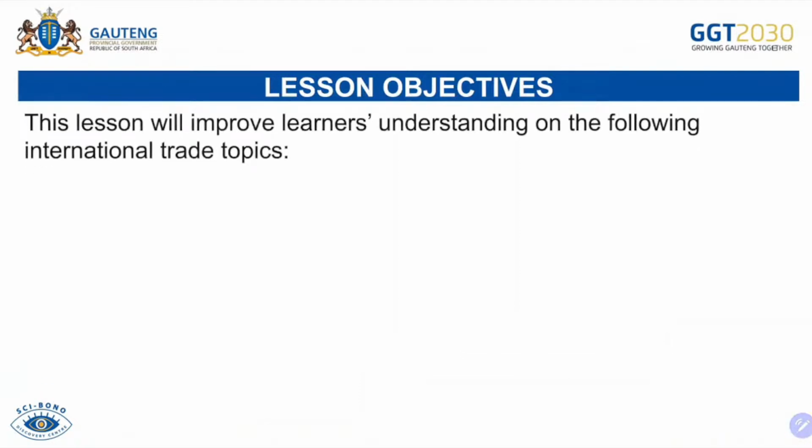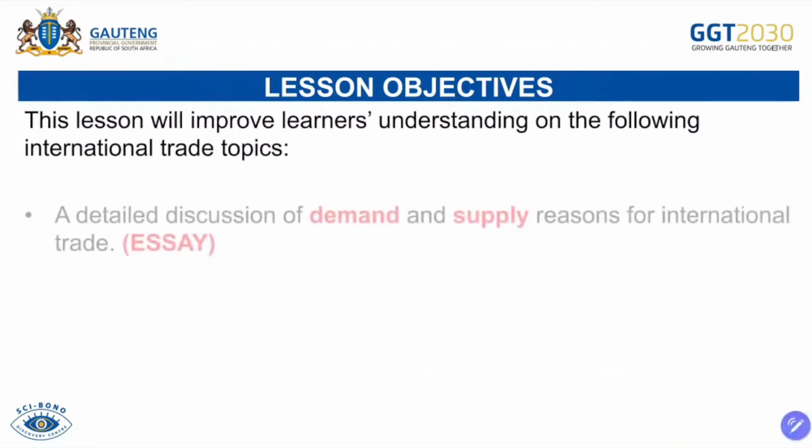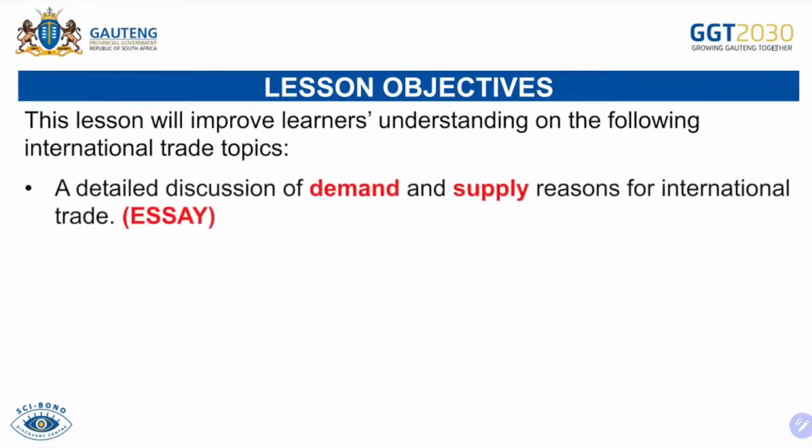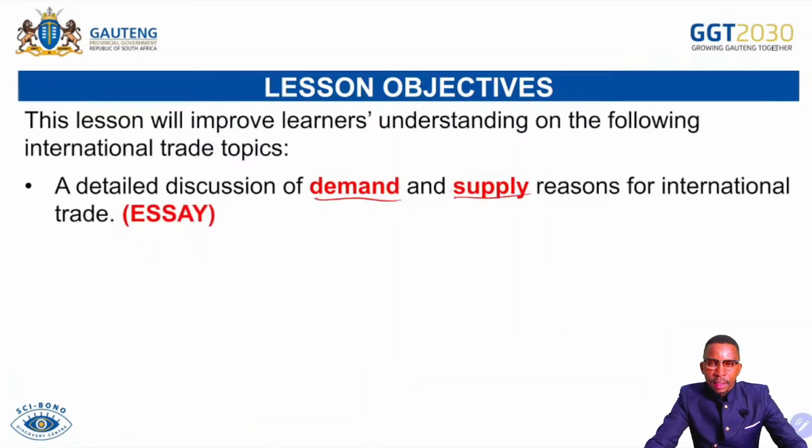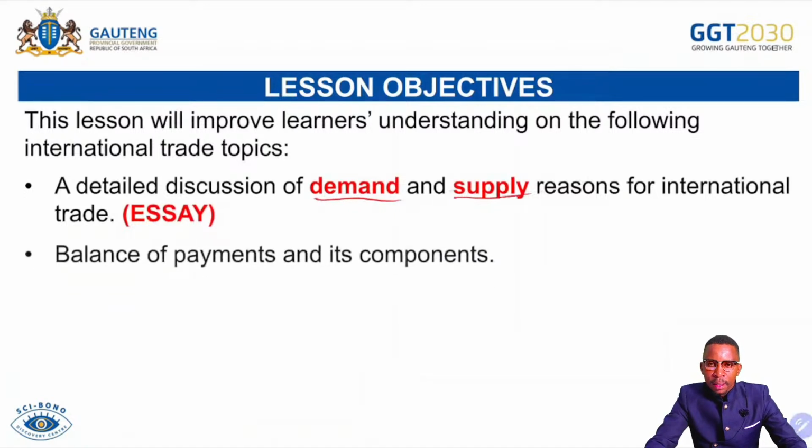These are the lesson objectives that will be achieved during the course of this lesson. After this lesson, you will have understood the following: a detailed discussion on demand and supply side reasons for foreign trade or international trade. That's an essay. Remember, once your exam guideline says discuss in detail, that's an essay. We combine both demand and supply reasons, balance of payments, and each component.